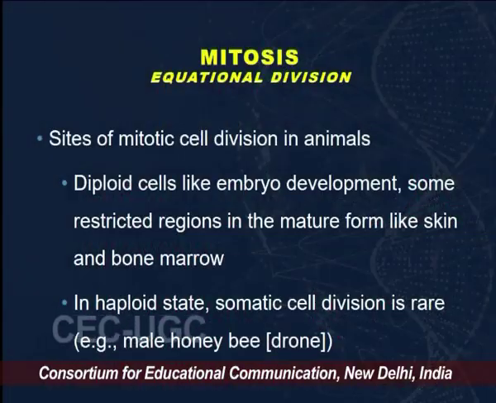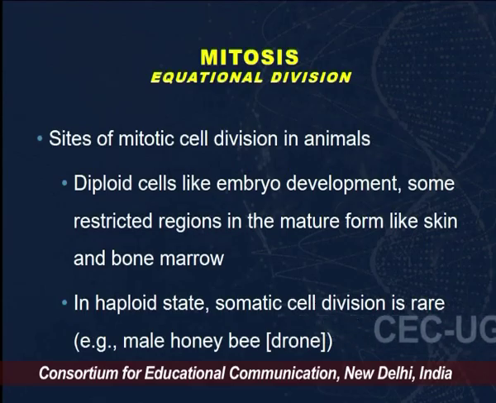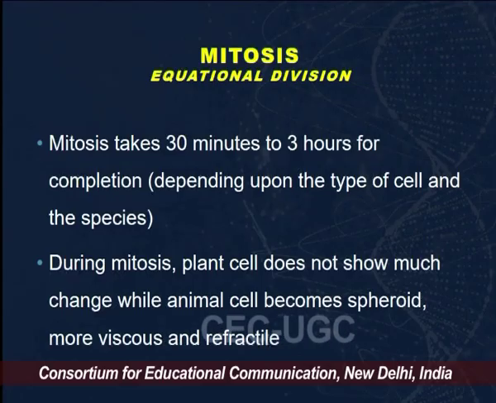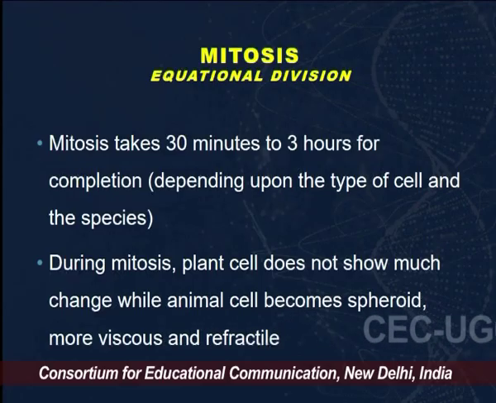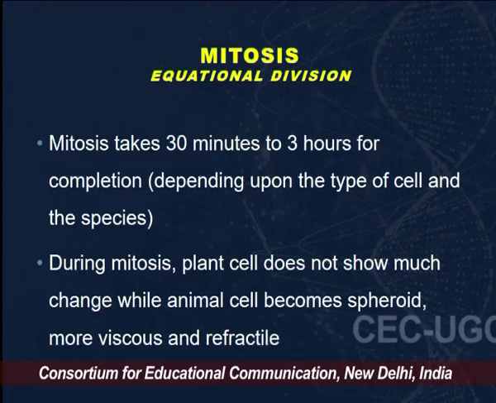The sites of mitotic cell division in animals are diploid cells, like embryo development and some restricted regions in the mature form, like skin and bone marrow. In haploid cells, somatic cell division is rare, but one of the few examples is male honeybee or drone production. Mitosis takes 30 minutes to 3 hours for completion, depending on the type of cells and the type of species. During mitosis, plant cells do not show much change, while animal cells become spheroid, more viscous and refractile.